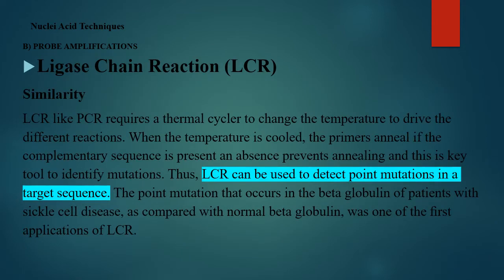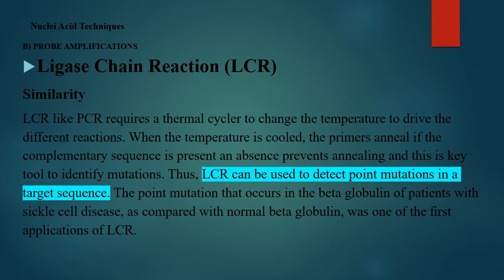Now let's look at the similarity. LCR, like PCR, requires a thermal cycler for the temperature changes that you need to drive the reaction. When temperature is cooled, the primers anneal, bind, or connect if the complementary sequence is present, and an absence prevents annealing. So if you have a complementary sequence that will bind to the two strands, it prevents the annealing, and it is key to identifying mutations.